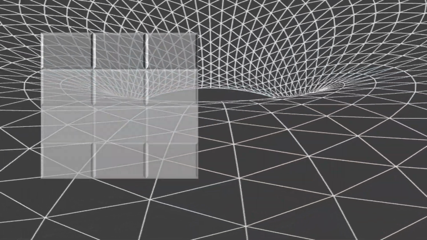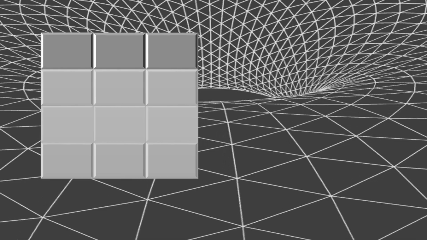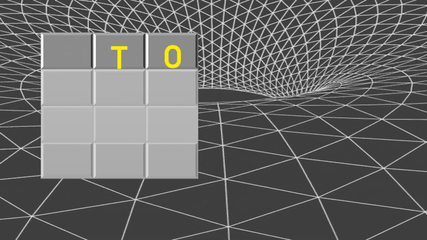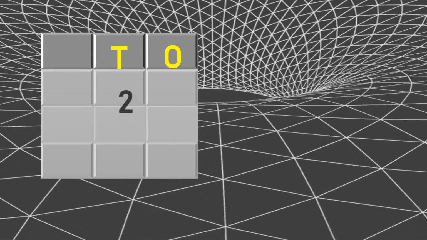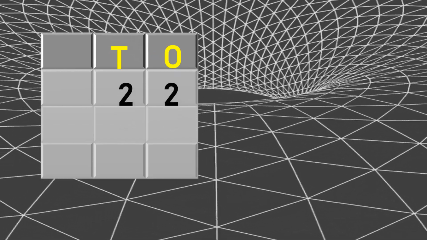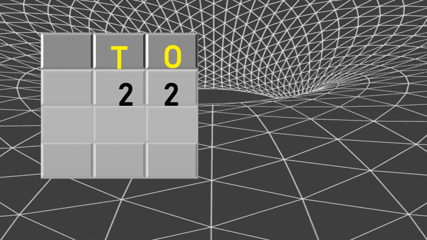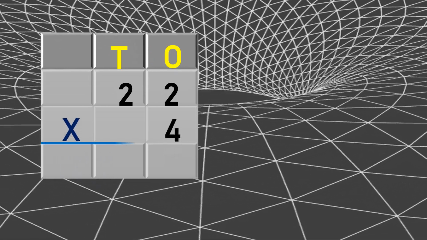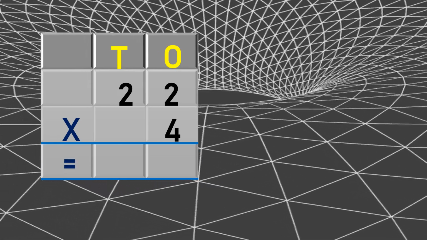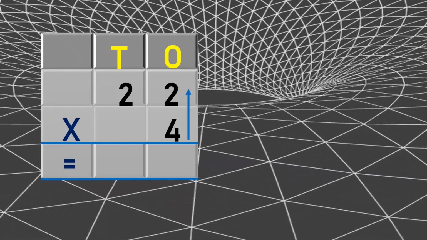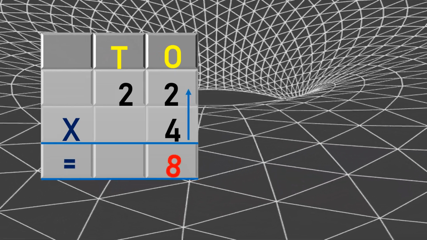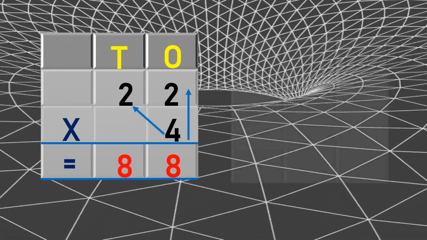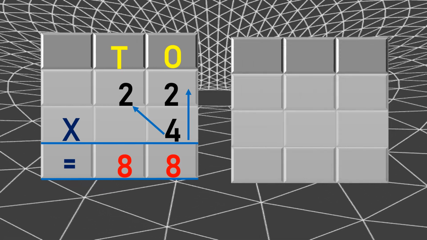Let's see some more examples. I have the number 22 multiplied by 4. So my answer says 4 twos are 8 and 4 twos are 8 again. So my answer is 88.